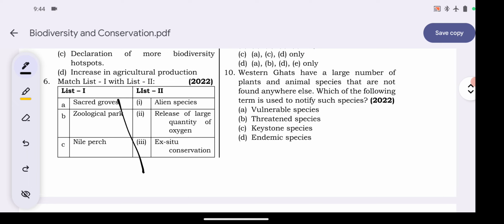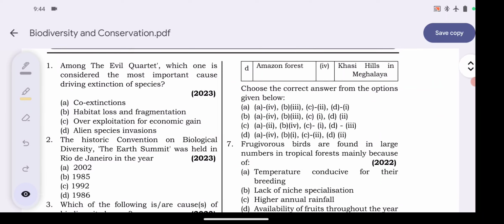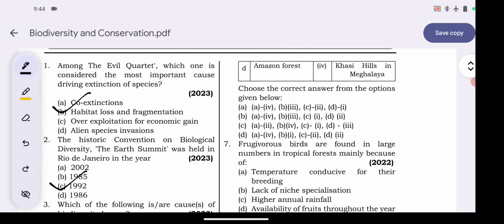Zoological park is a type of ex-situ conservation. Nile perch is an alien species. Amazon forest, they release large quantity of oxygen. Amazon forest is placed here, and in this place Khasi Hills in Meghalaya comes. So according to this, 4, 3, 1 and 2. Come to the options. 4, 3, 1 and 2. Option B is your answer.